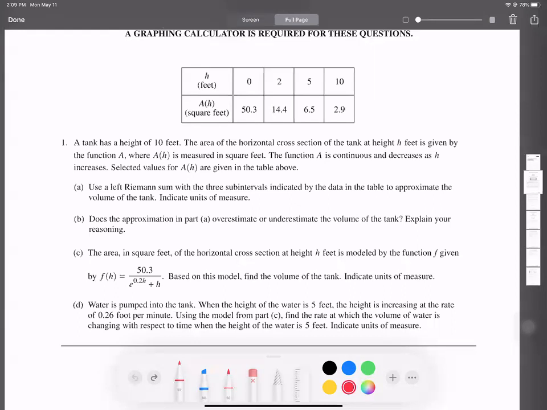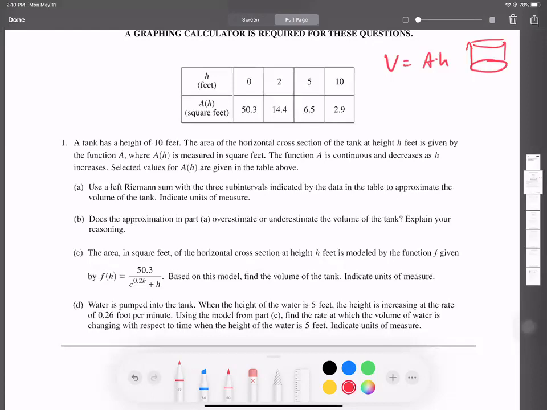Okay, a tank has a height of 10 feet and a horizontal cross-section of the tank at height h is given by a function A, where A of h is measured in square feet. The function A is continuous and decreasing as h increases. Selected values for A of h are given in the table above. Use a left Riemann sum with the 3 subintervals indicated by the data in the table to approximate the volume of the tank. Volume is equal to area of the base times height. To give you a picture of that, it's area of the base, and we multiply it by some height, which gives us the full volume.